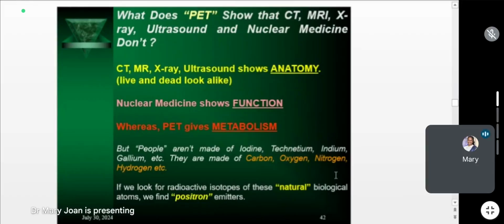So what does PET show that CT, MRI, X-ray, ultrasound and nuclear medicine don't? CT, MR, X-ray and ultrasound show anatomy, and nuclear medicine shows function, whereas PET gives us information about metabolic function inside the body. People are not made of iodine or technetium, indium, gallium, etc. They are made of carbon, oxygen, nitrogen, hydrogen, etc. If we look for radioactive isotopes of these natural biological atoms, we find positron emitters, which are useful in metabolic imaging of the human body.